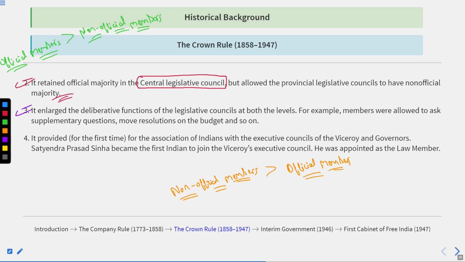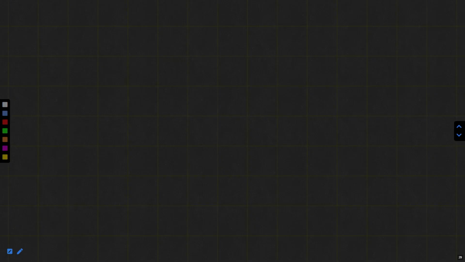Thereafter, enlarge the deliberative functions of the legislative councils at both levels. For example, members were allowed to ask supplementary questions, move resolutions on the budget, and so on. Okay. Then provided for the first time for the association of Indians with the executive councils of the Viceroy and the governors.